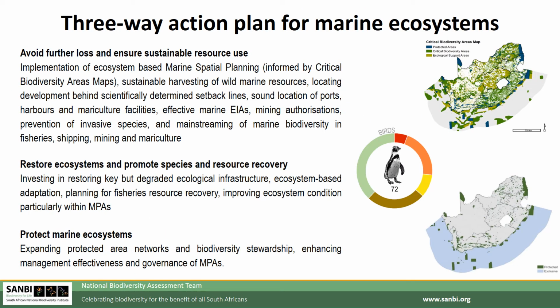Ultimately, all of South Africa's priority actions relate to the three-way action plan for biodiversity, as described in the National Biodiversity Framework. And this is really important. Ecosystem assessments need to provide recommendations that are grounded within the relevant policy and strategies. These are to avoid further loss and ensure sustainable resource use, to protect marine ecosystems, and to promote the recovery of resources and species and the rehabilitation of marine ecosystems.